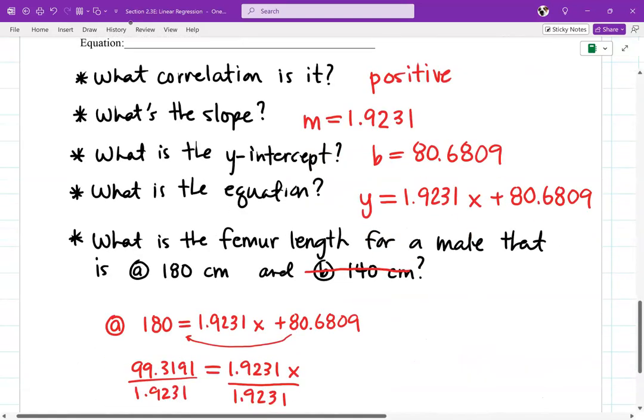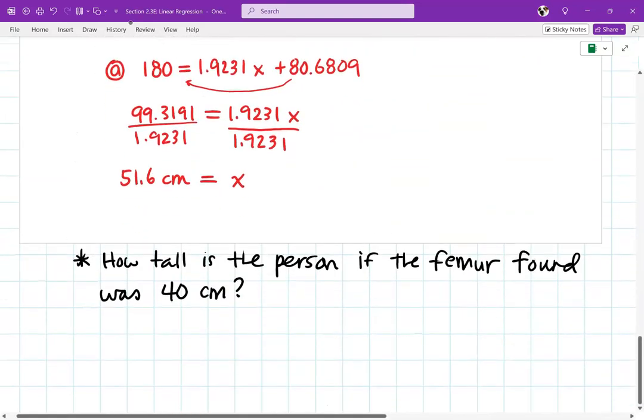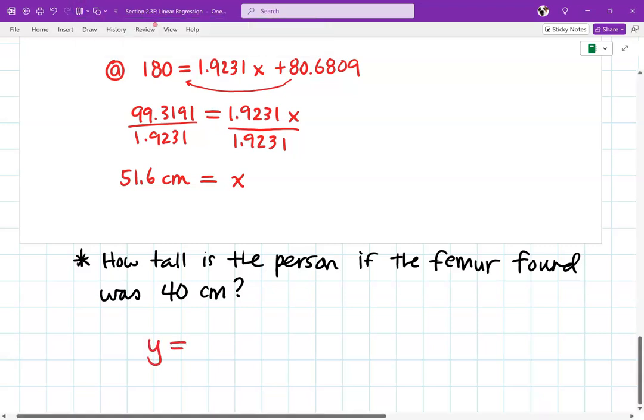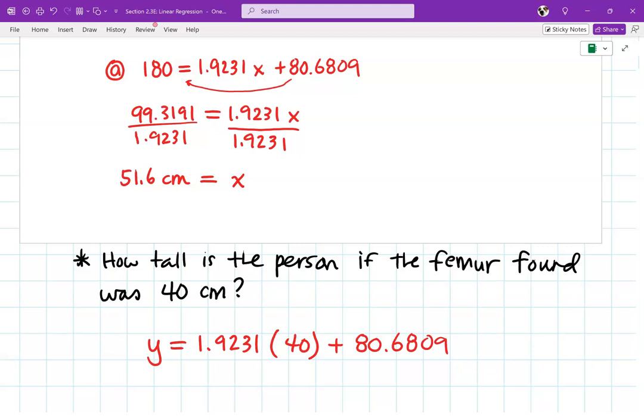So here we go. If I know the femur is 40 centimeters, my femur is X or Y? X. So I'm trying to solve for Y then, the height of the person. And that's going to be M, which is 1.9231, times X, which is 40, plus B, which is 80.6809. Remember, I'm just using the formula we wrote. I'm not making these numbers up. I'm using the formula we wrote earlier. So this one's a little bit easier because I don't have to move anything left to right.